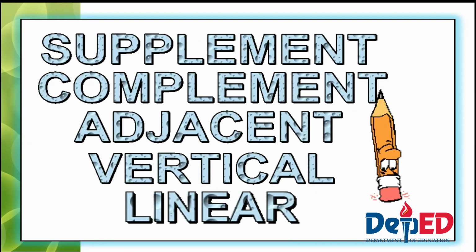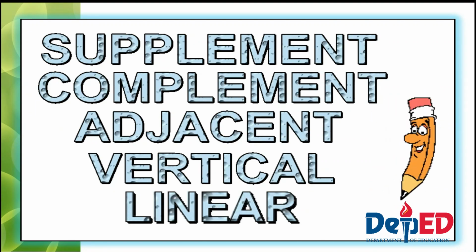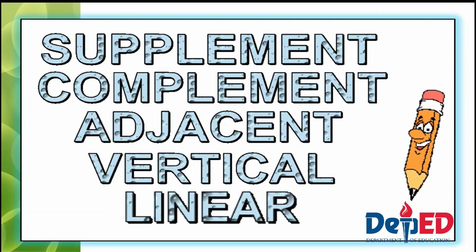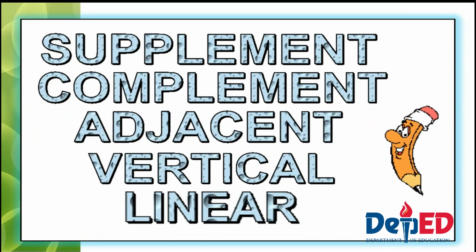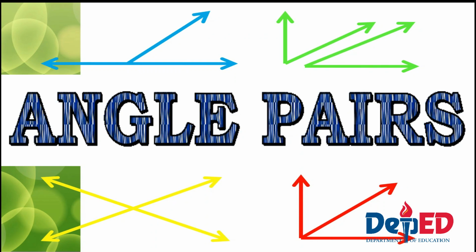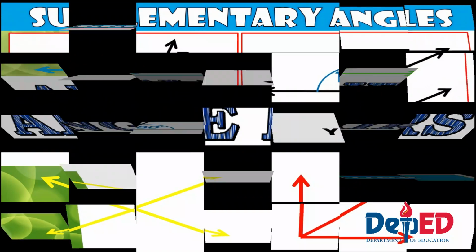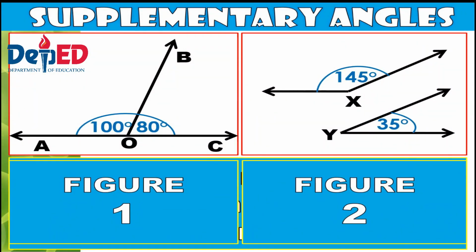Okay, so we have the following words: supplement, complement, adjacent, vertical, and linear. And those words are related to angle pairs. Okay, look at the following figures. What can you say about the measurements of their angles?